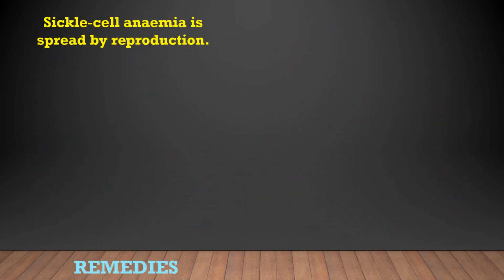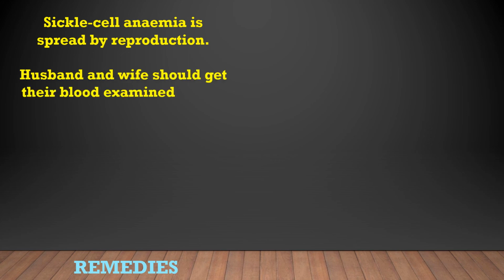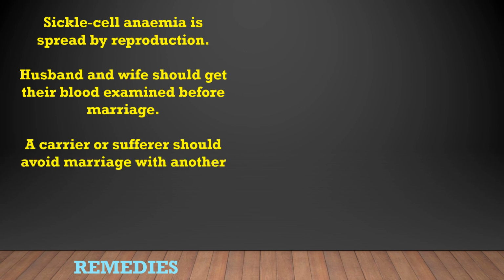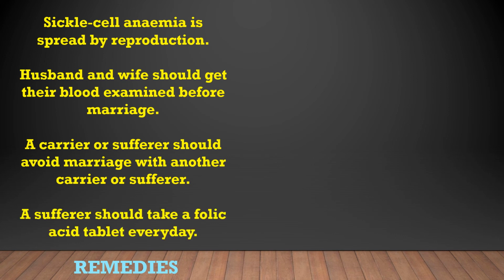Now, what are the remedies? Sickle cell anemia is spread by reproduction. Therefore, husband and wife should get their blood examined before marriage. A carrier or sufferer should avoid marriage with another carrier or sufferer, because as you can see from the table below, there is every chance that the child will suffer from sickle cell anemia. A sufferer should take a folic acid or iron tablet every day.